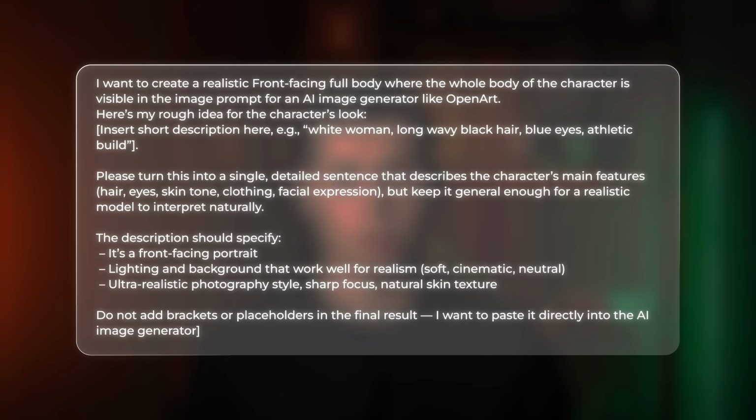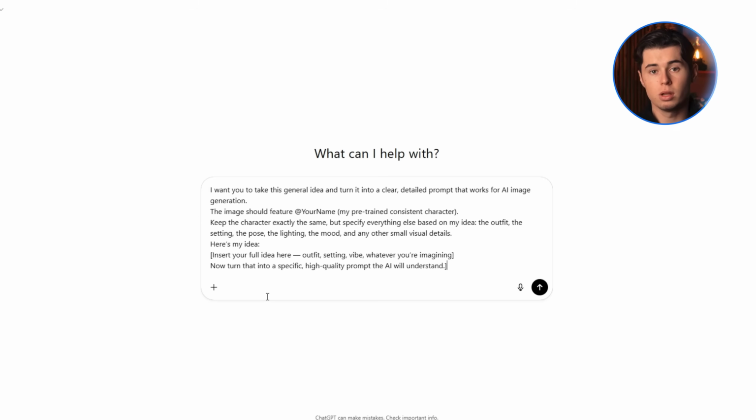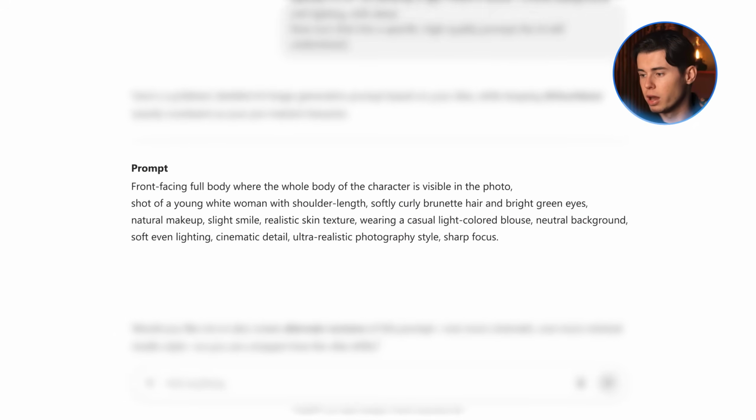Knowing this can be tricky, I've prepared a ChatGPT prompt template that you can use to create a detailed description of your character. Here's how it works. Copy the entire template, paste it into ChatGPT, and replace the bracketed rough idea section with your own general vision for the AI influencer's look. ChatGPT will then expand it into a fully detailed description. My prompt from that process looks like this.